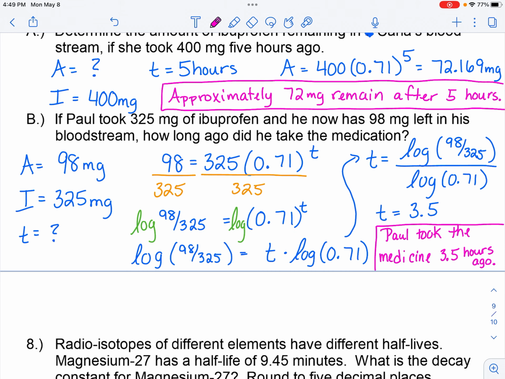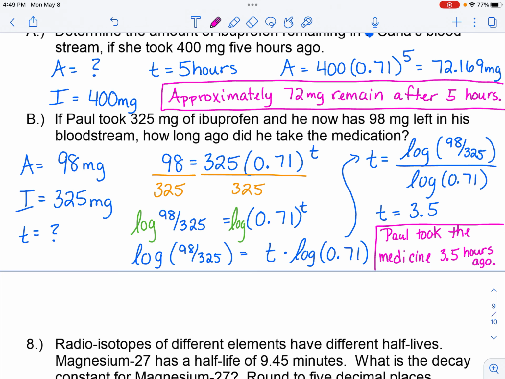Or I could say, you know, you can phrase the sentences in different ways. Your sentences do not need to be identical to mine. They just need to clearly communicate what your final answer is. So you could say, Paul took 325 milligrams of ibuprofen 3.5 hours ago. We can get as specific as we want, okay?